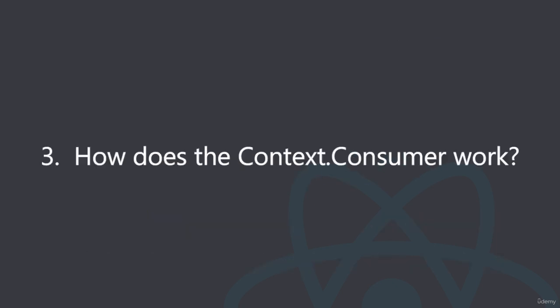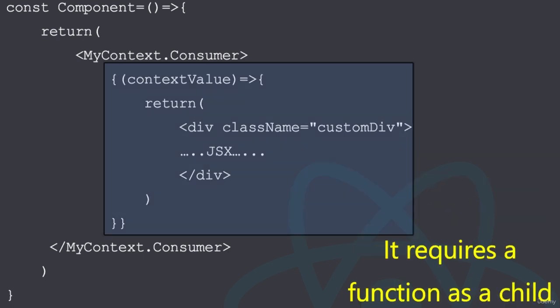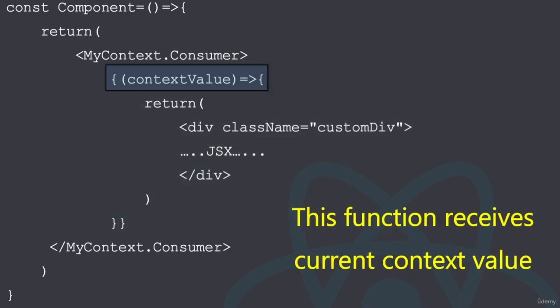The third question is, how does the context.consumer, that is the consumer component, work? Context.consumer is a React component that is subscribed to context changes. It requires a function as a child. This function receives the current context value, as you can see here in the syntax.